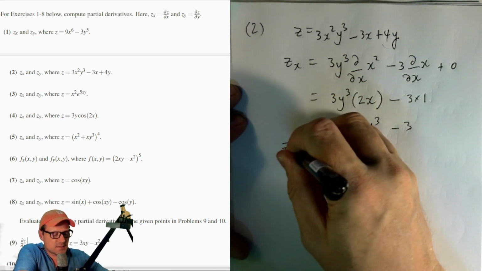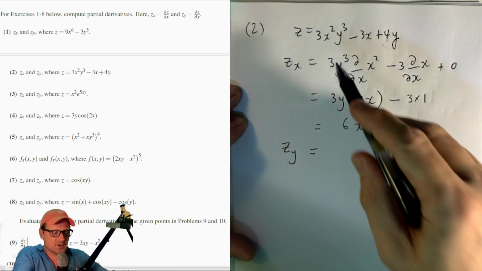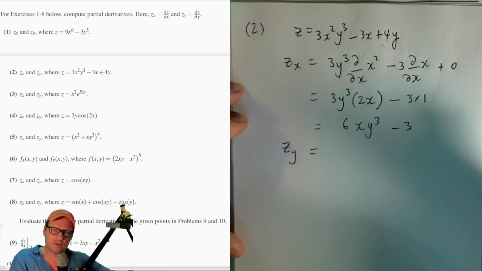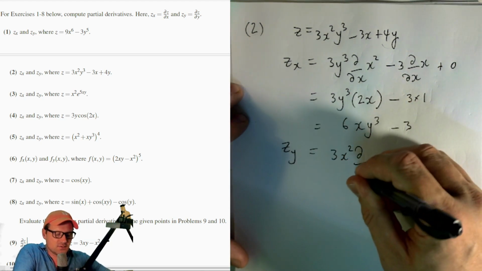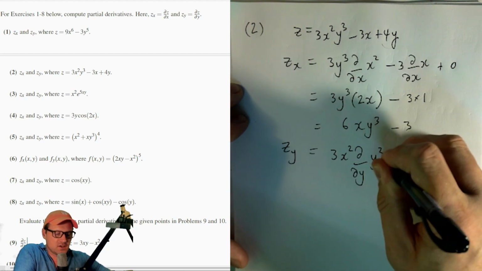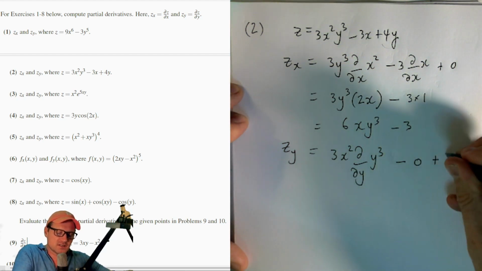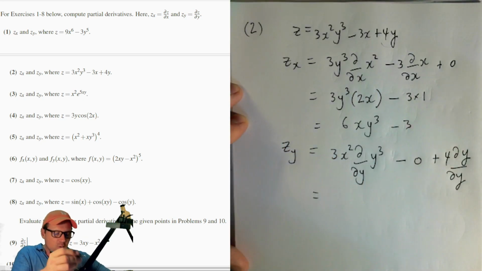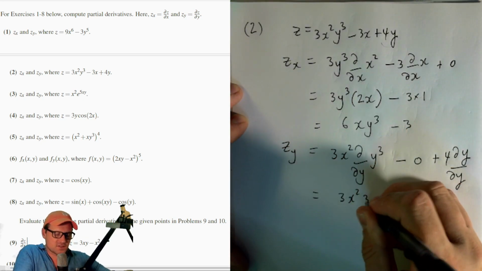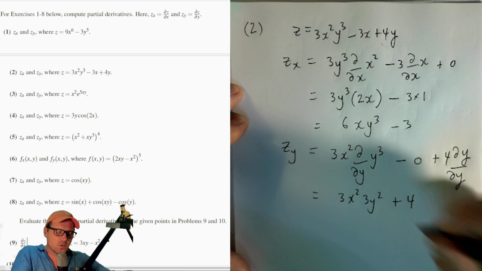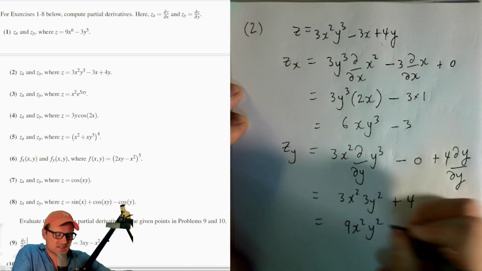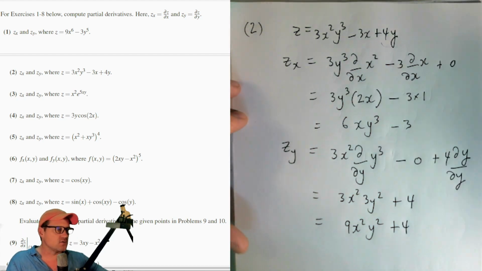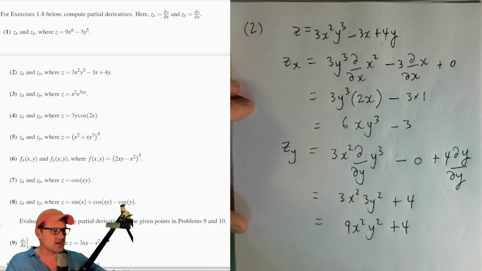Now let's do z subscript y. So this time we are treating x as a constant and differentiating with respect to y. So we have 3x squared times the derivative with respect to y of y cubed, minus 0, plus 4 times the derivative of y with respect to y. Okay, and so we get 3x squared times 3y squared plus 4, and so simplifying this, that's 9x squared y squared plus 4.